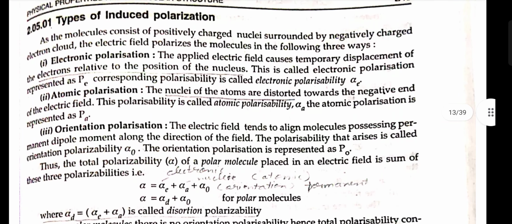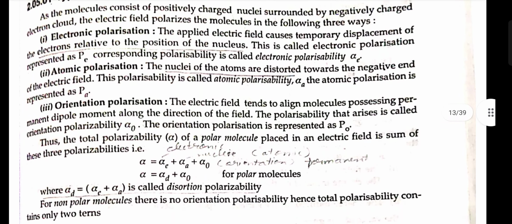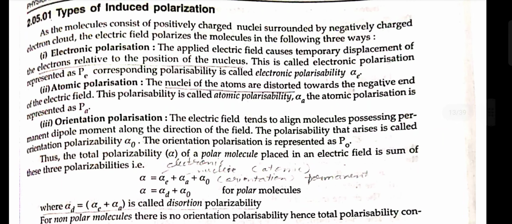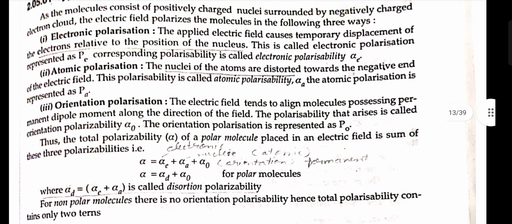Induced dipole polarization is of three types. Electronic polarization is due to displacement of electrons relative to the position of nuclei. Atomic polarization is the polarization induced due to distortion of nuclei, and orientation polarization is the polarization induced due to orientation of polar molecules, which have different orientations in the applied electric field.